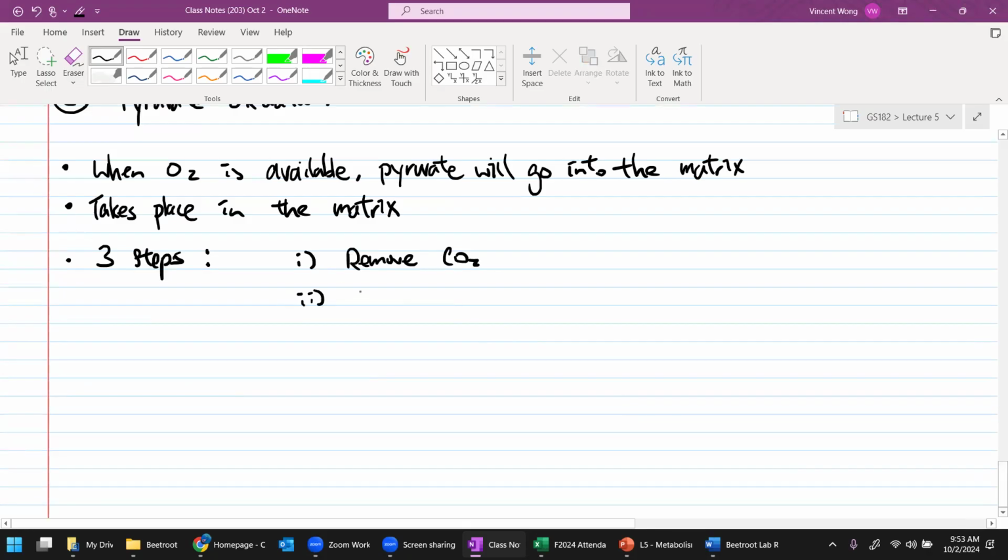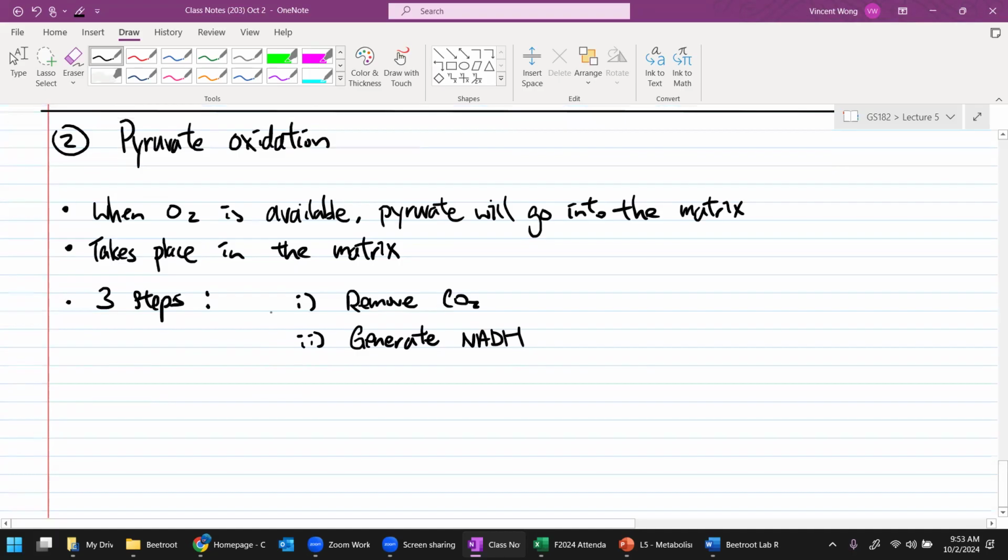Second step is to create, whatever you want to say, generate NADH. Right? Because remember, when you are oxidizing something, you're ripping electrons from it. And we don't want to lose those electrons because they're full of energy. So we got to capture them with the energy carrier.